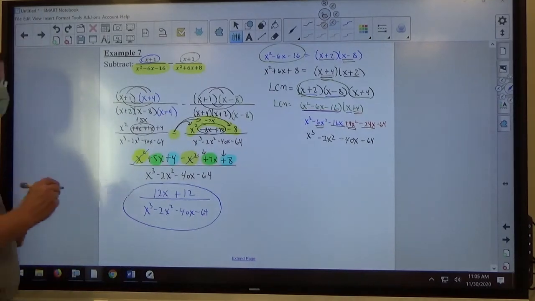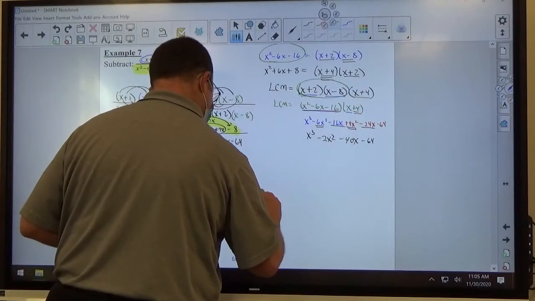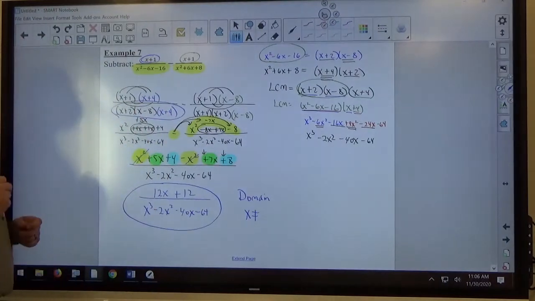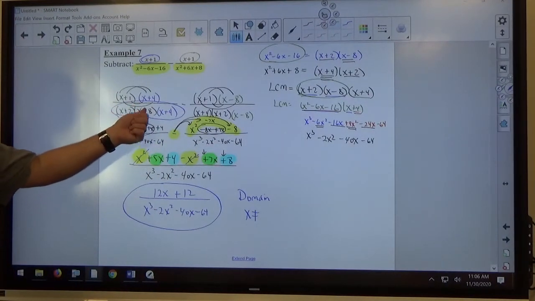As far as the domain is concerned, x cannot equal, if I go back to my factored form, the values of x that make 0 are going to be negative 2, positive 8, and negative 4.